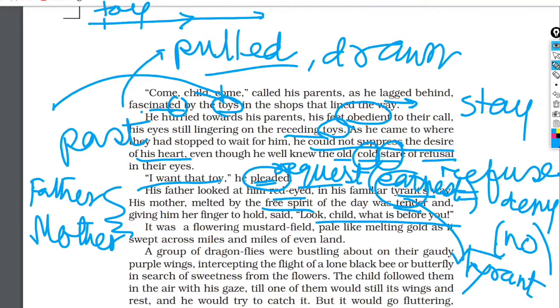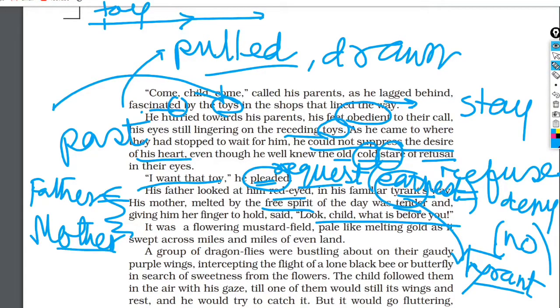T-Y-R-A-N-T. Tyrant means cruel ruler. Cruel or harsh ruler. H-A-R-S-H. Harsh or cruel ruler. जो रूलर लोग जो बोलते हैं वही रूल होता है, उसको tyrannical ruler बोला जाता है. Therefore, the father is just like a tyrant. He did not have any kindness or softness of the heart.